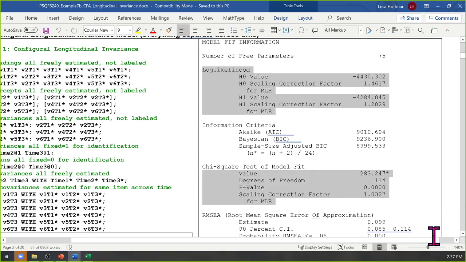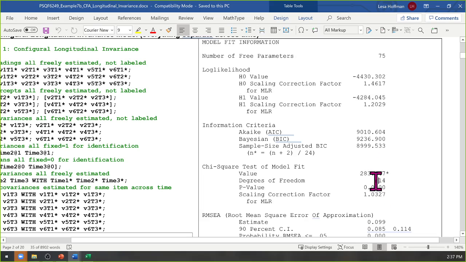The chi-square test of model fit is the difference in -2 log likelihood with the scaling correction factor done for you. So 283 is my chi-square test statistic for how much shorter my model is than the perfect model, and significantly shorter with 114 degrees of freedom left over.